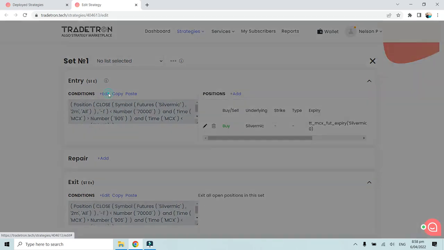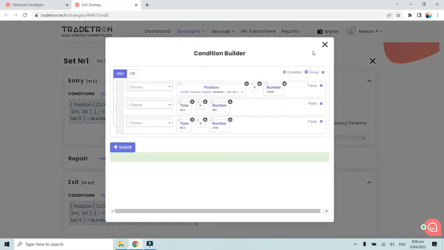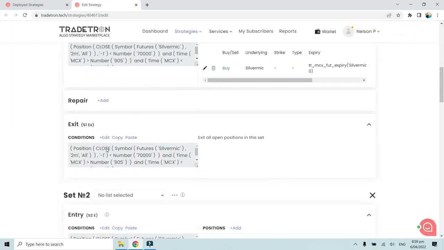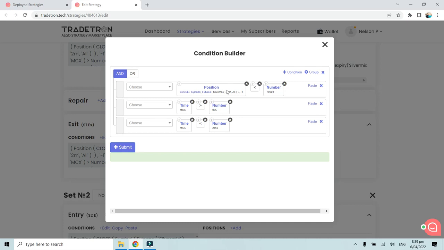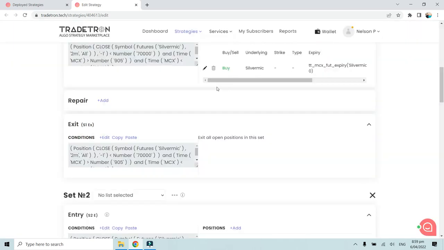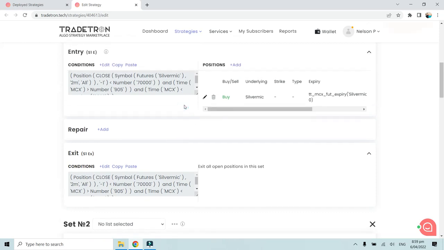Once we have figured out that this is the issue, then either we can change the sign here, so that whenever the price is greater than 70,000, only then I want to buy, or you can change the sign or the formula in the exit condition, so that they do not clash with each other. As long as the entry condition and exit condition do not clash with each other, the strategy will not go into the loop.